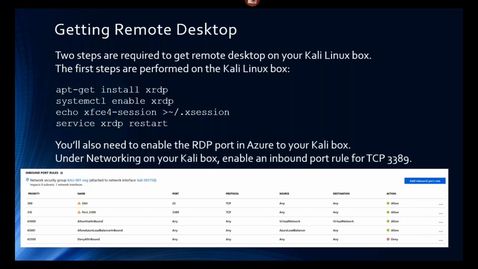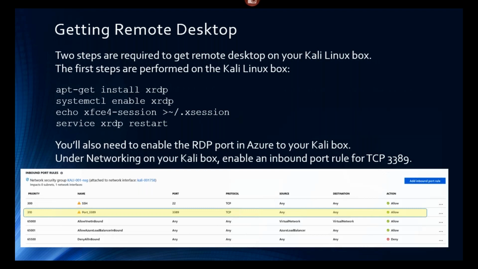So this enables you to remote desktop into your Kali instance. The second piece is that you need to enable the RDP port in Azure so that you can actually get to your Kali Linux box. When you initially set it up, you enabled SSH, but when you enable RDP, you have to enable port 3389. In the screenshot that I have there, I've enabled source any, destination any, but of course you may want to lock that down a little bit tighter. I was just doing it for simplicity's sake.